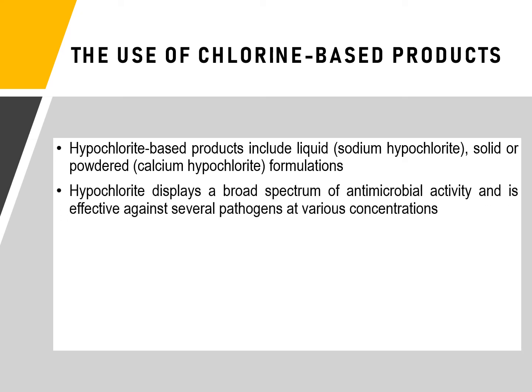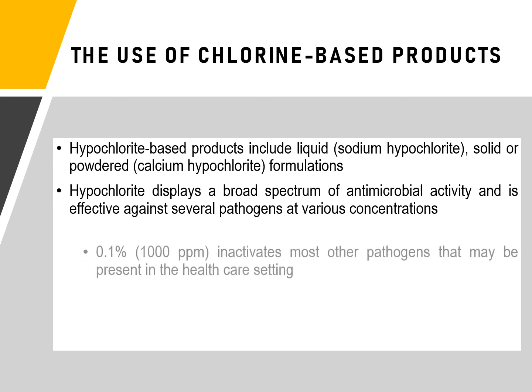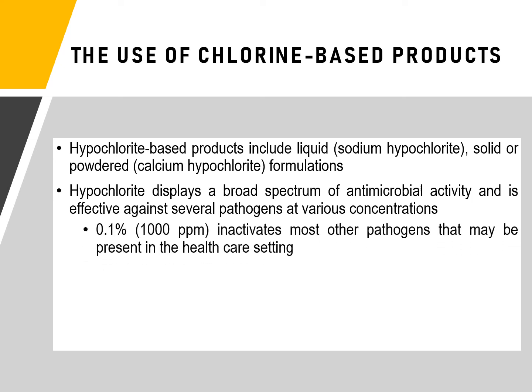Hypochlorite displays a broad spectrum of antimicrobial activity, and it is effective against several kinds of pathogens at various concentrations. Now, what are these concentrations that can be used for disinfection? We can make use of the 0.1% concentration, which is equivalent to 1,000 parts per million. At this concentration, most pathogens are inactivated in the healthcare setting.